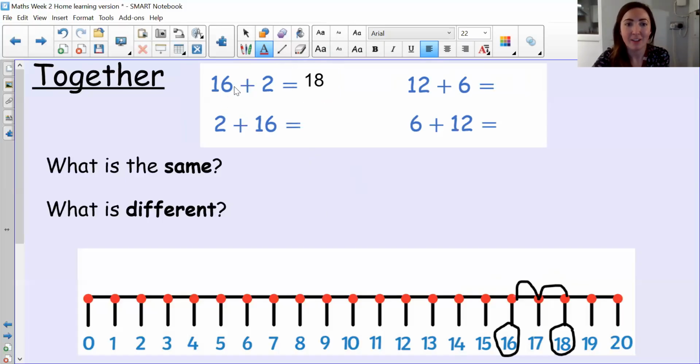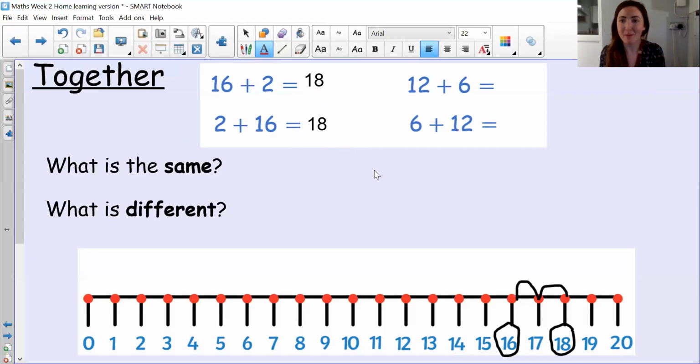So if we know that, then 2 add 16 must equal what? That's right, we've just swapped over the 2 numbers. So if 16 add 2 equals 18, then 2 add 16 must also equal 18.